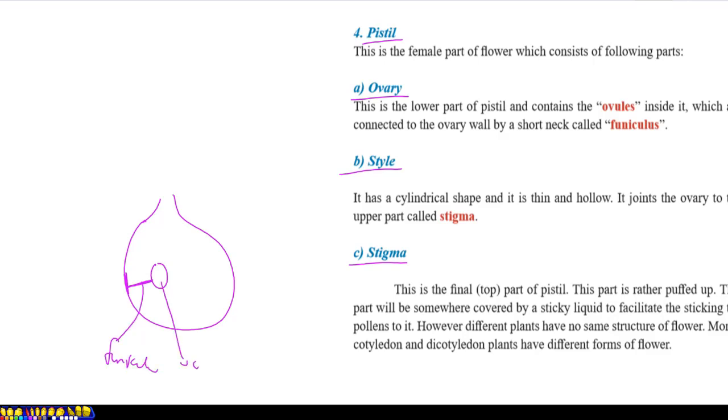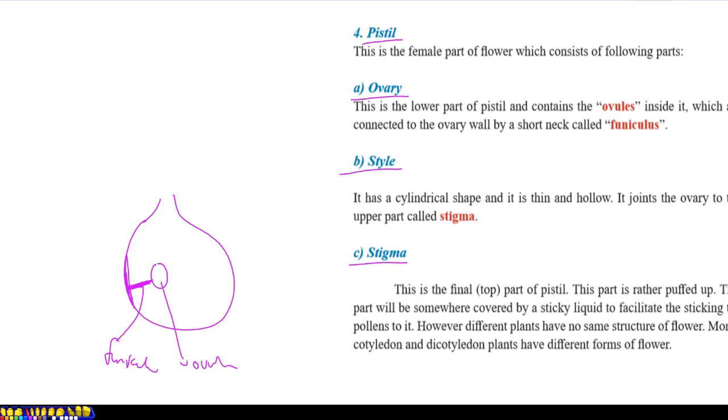Funiculus, ovule. The compartments which seeds grow in, we call them ovules, or maybe after we can call them the carpels. That one is the ovary wall, and what is connected to the ovary wall is the funiculus.